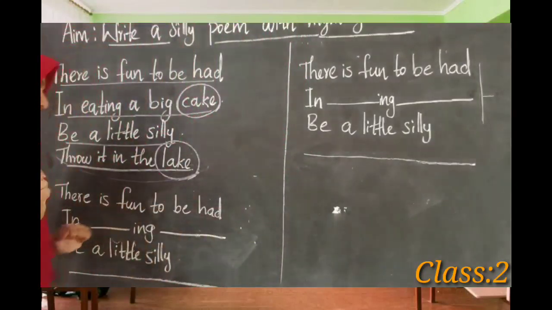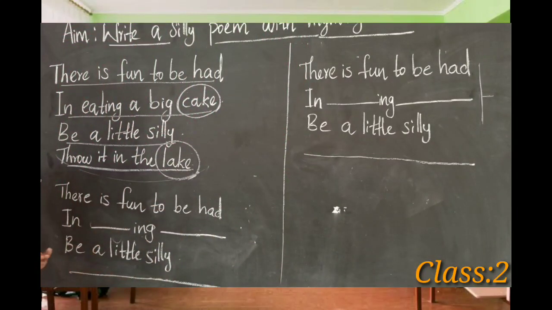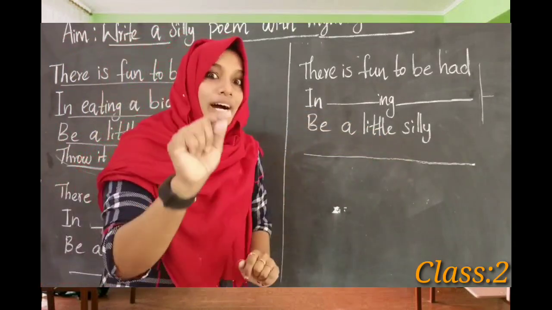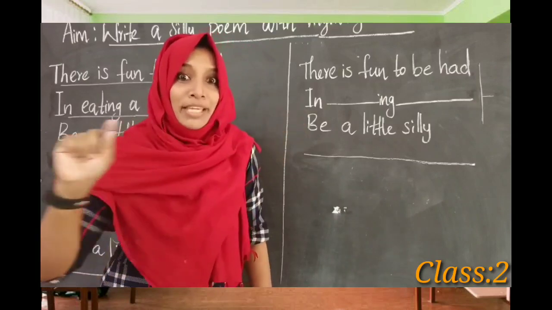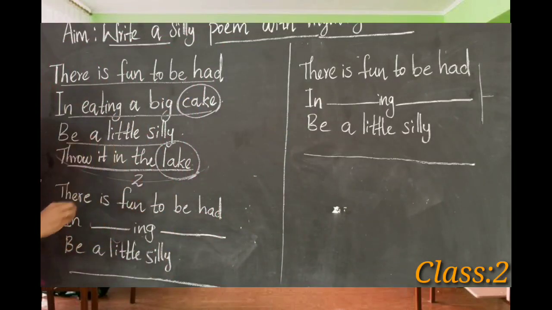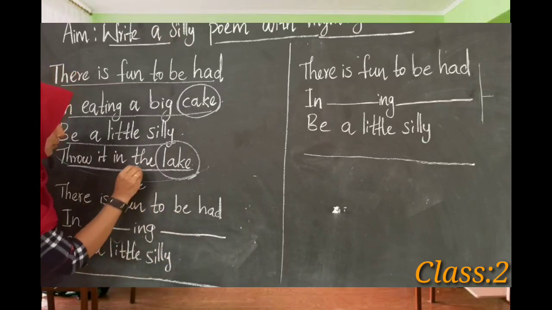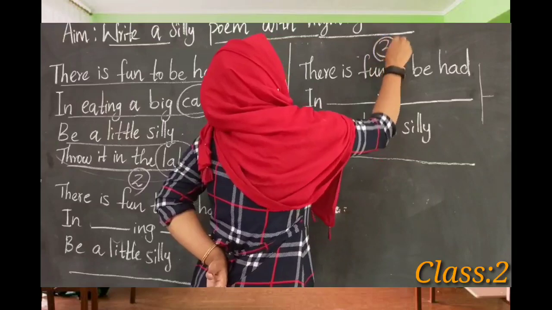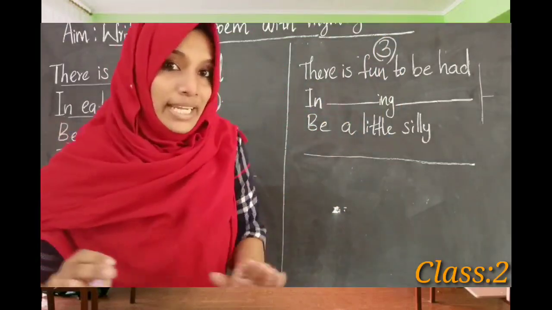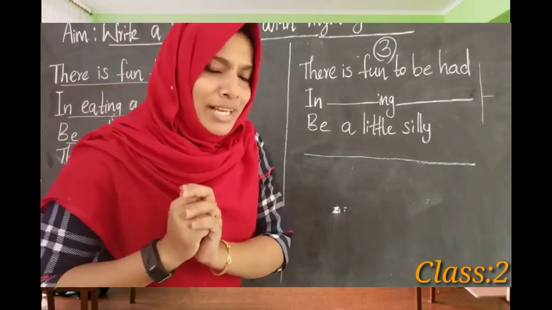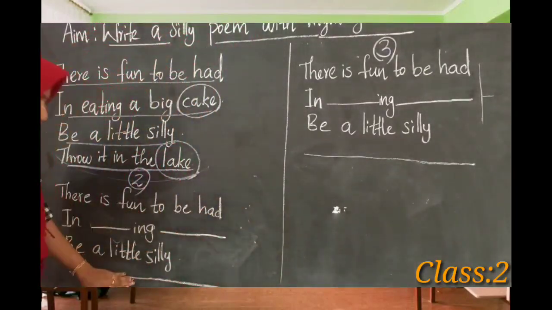Here you have to complete the second stanza and the third stanza of the poem by using the rhyming words. So which one is the second stanza? This is number 2. This is the second stanza and this is the third stanza. So you have to complete this second and third stanza.